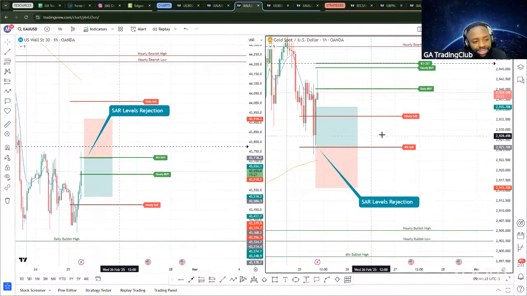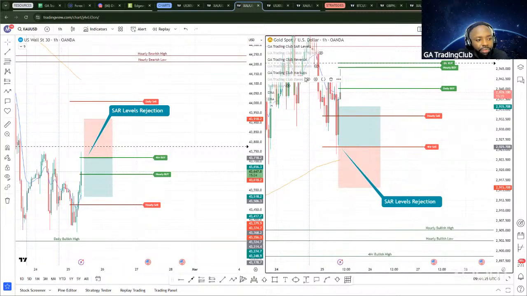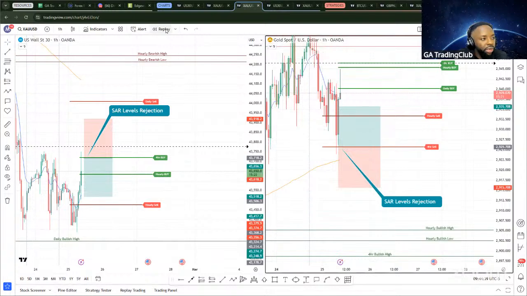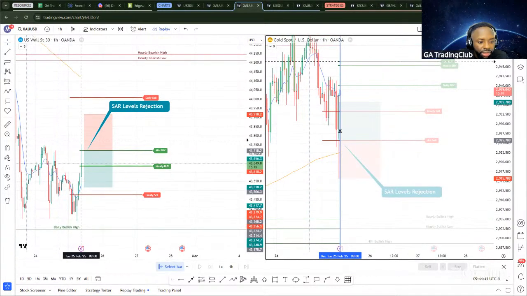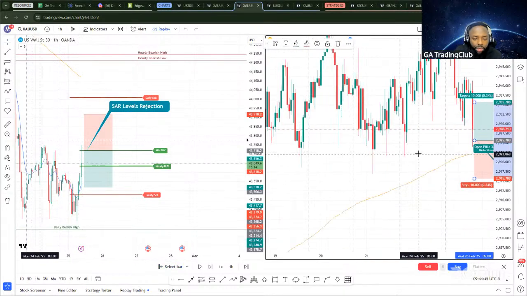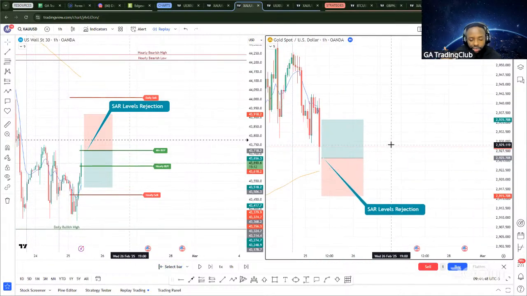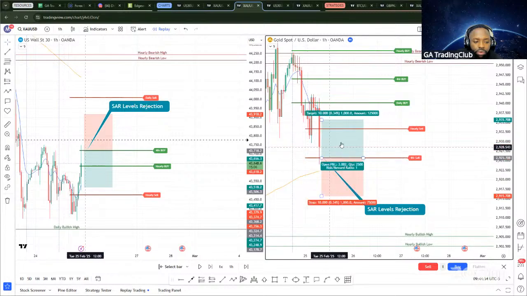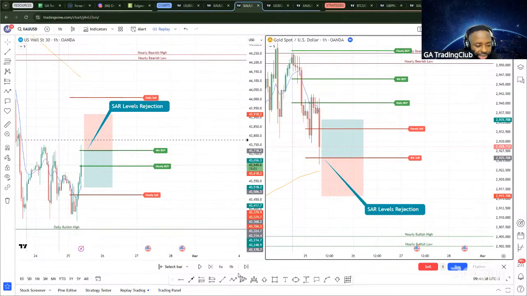For gold, there was this entry here, and I had already set a pending order for this. But if you see this entry that came up on, I think it was the 9 a.m. candle, or actually 8 a.m. candle, we had a perfect entry here for gold, and this would be a setup, because we had a rejection off of this SAR level, and then you just set your pending order. So I'd already set my pending order here on the hourly.